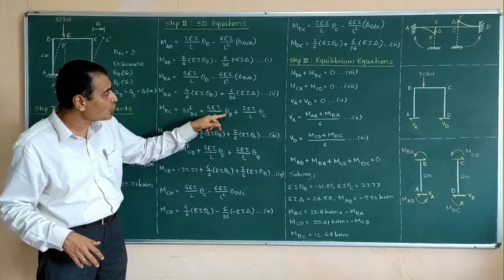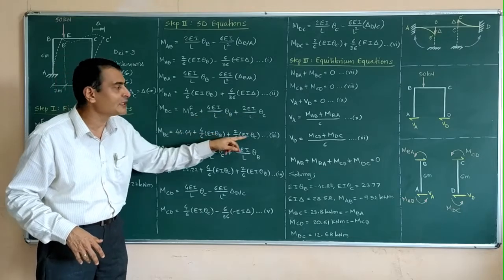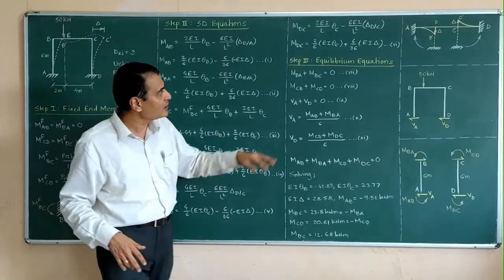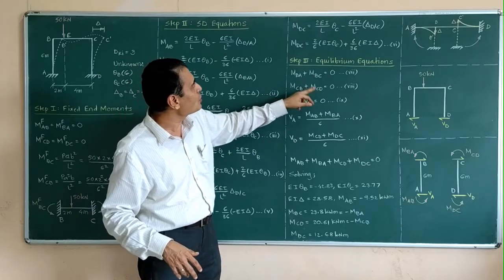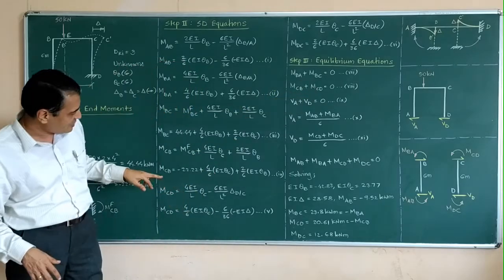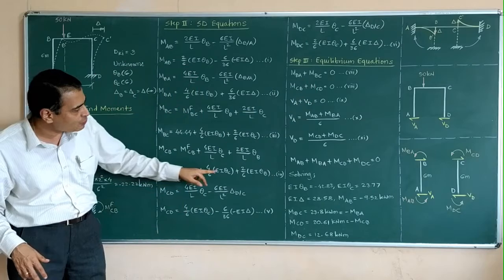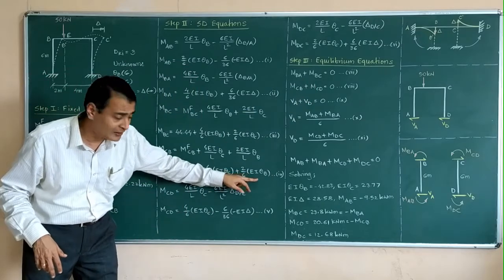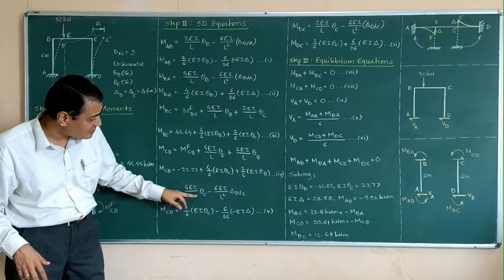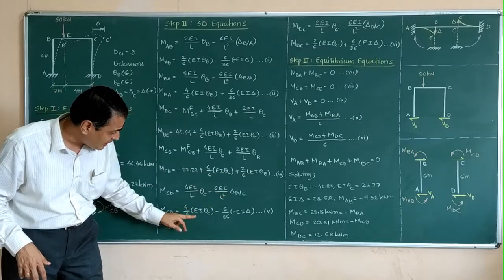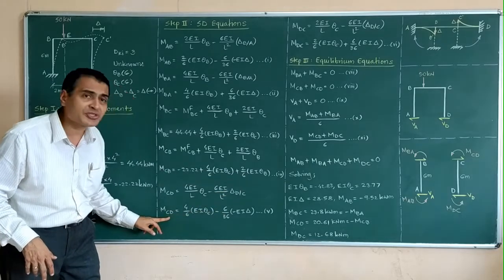So the unknowns involved are theta B, theta C, theta B, theta C, like that. Similarly, CB, CD. So I will choose from here. This is M of CB. So the unknowns involved are theta C, theta B again. When I write CD, it is theta C and delta. I will choose from here. This is M of CD.